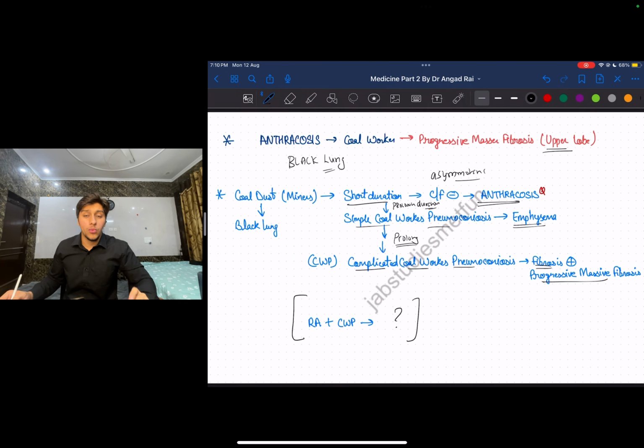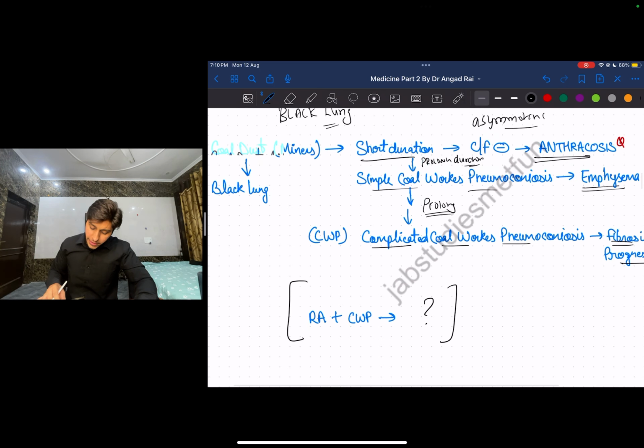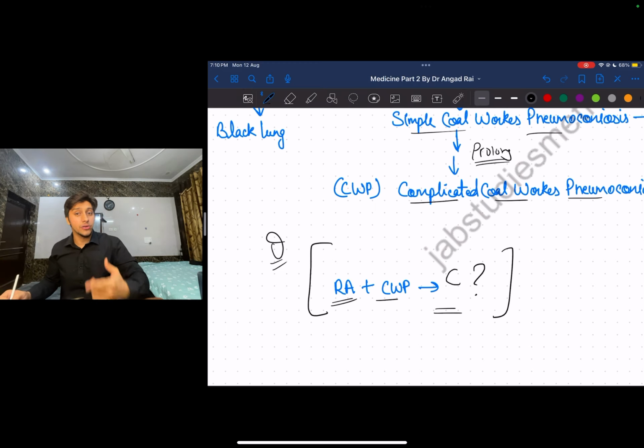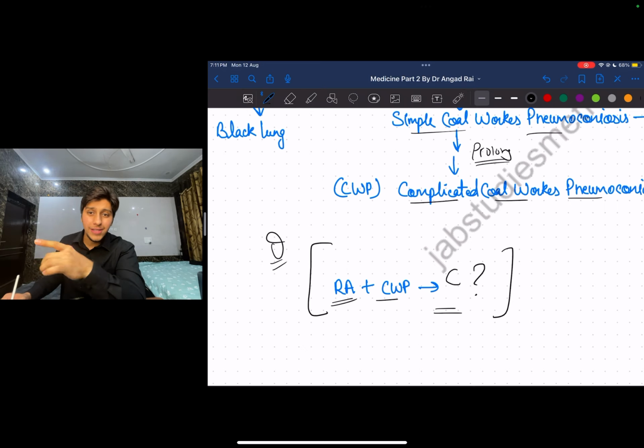Now, one very important PYQ is, what if you get a patient who has rheumatoid arthritis and also has coal worker pneumoconiosis? What is the syndrome, guys? I'll give you a hint. It starts with C. Please mark the syndrome, because if I tell you now, even though you are attentive, you will remember it only for a while. But if you go and search, check your notes and somehow get the answer, that will be retained for longer. So please mention it in the comments below. If a patient comes with rheumatoid arthritis and coal worker pneumoconiosis, what is the diagnosis? What is the syndrome?